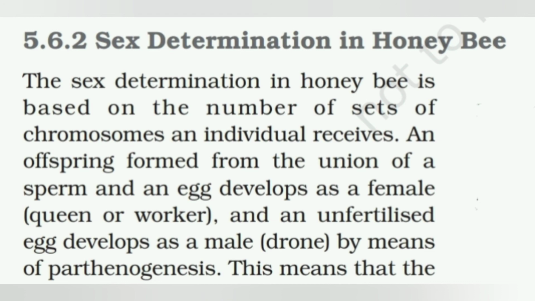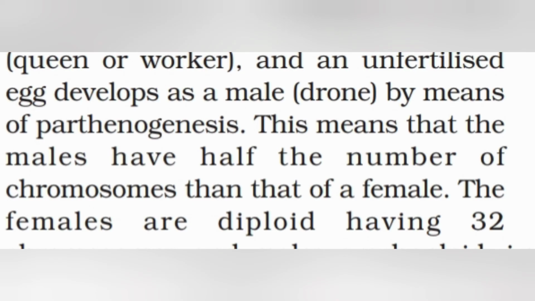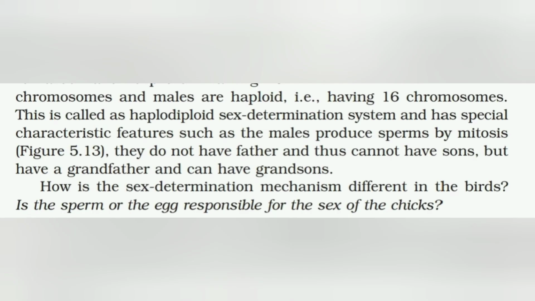This means that the female has two sets of chromosomes while the male has one set of chromosomes, that is, females are diploid while males are haploid, that is, they have 16 chromosomes. This is called the haplodiploid sex determination system. It also has a special characteristic feature, that is, the male produces sperm by mitosis.